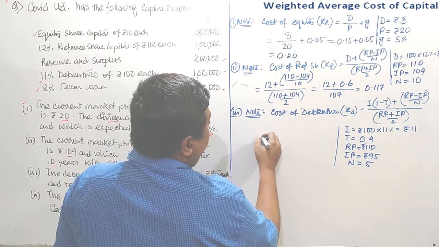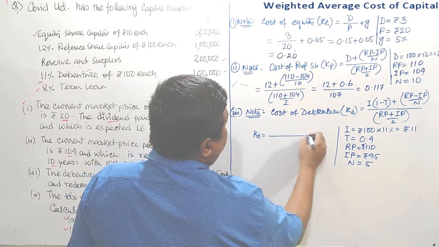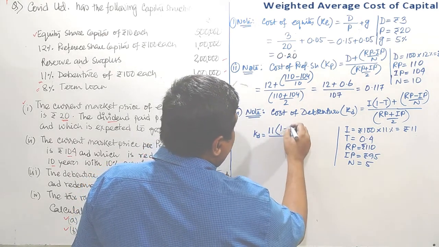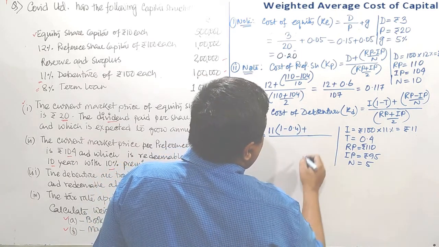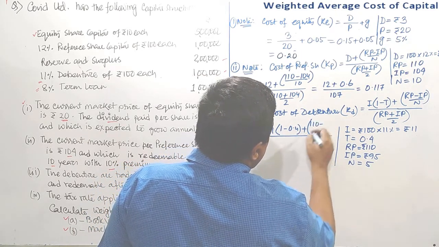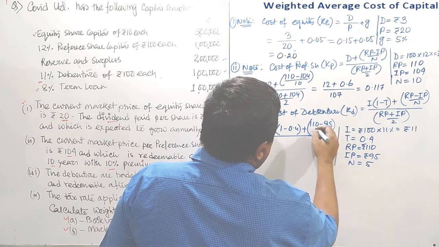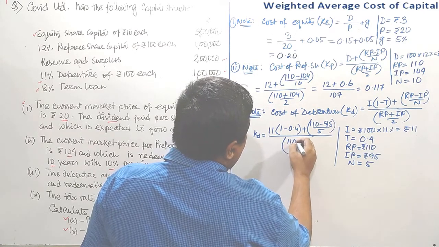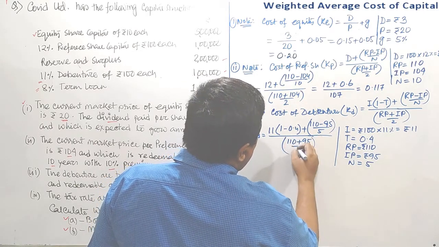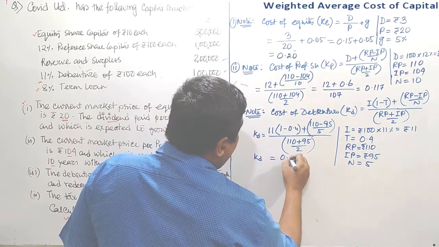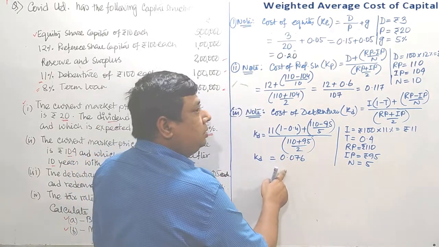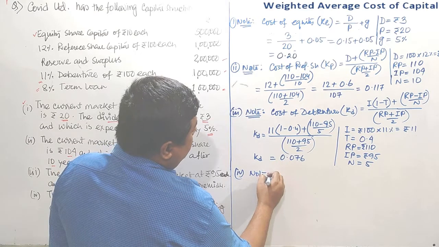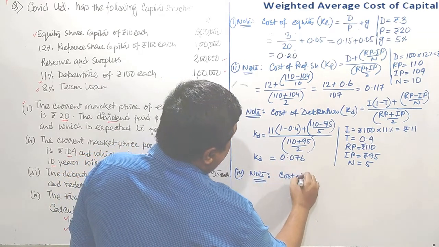Now we are going to count over here KD equals I, which is 11, within bracket 1 minus tax rate 0.4, plus redeemable price 110 minus issue price 95, whole divided by 5. Again in the denominator 110 plus 95, whole divided by 2, which gives 0.076.